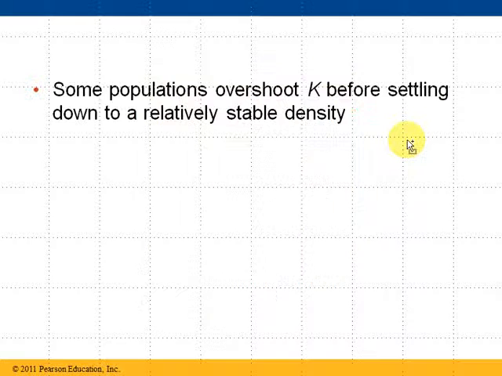Sometimes it's not a nice smooth S-curve. Some populations tend to overshoot K, which is the carrying capacity, before they settle back down to a relatively stable density. So you can see that in a couple different populations as well.